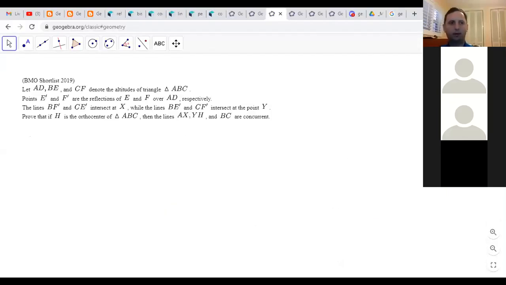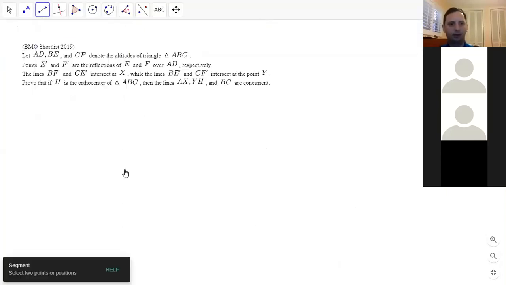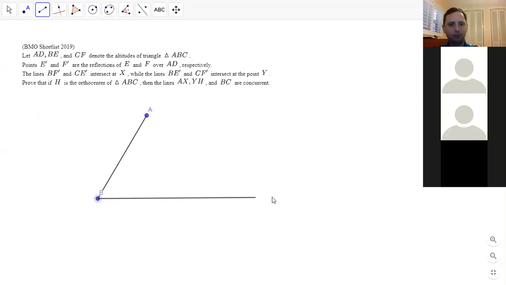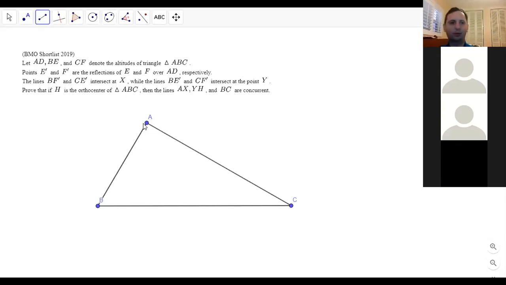Okay, so this is the next one. So we have the three altitudes of ABC. Oh, you searched the original solution. I will draw the three perpendiculars.